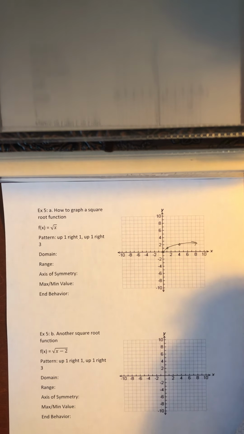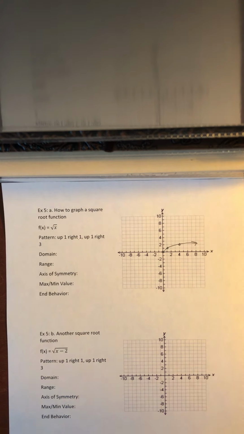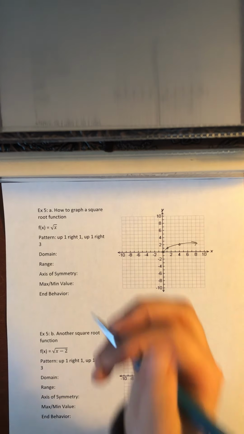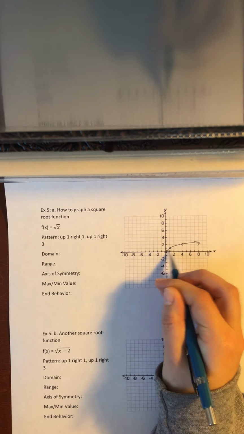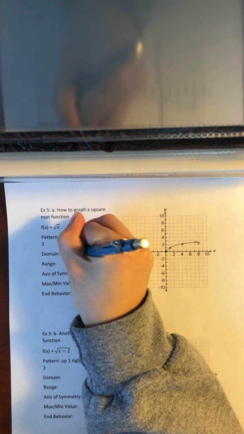The domain, so all of your x values, it's not negative infinity to positive infinity, it's not all real numbers. It's going to be your smallest x value is 0, and then they're going that way. So it's x is greater than or equal to 0.